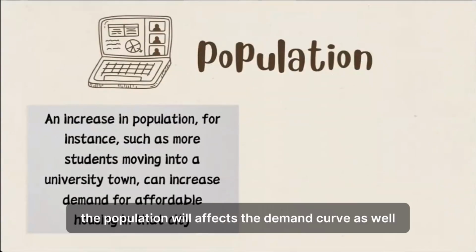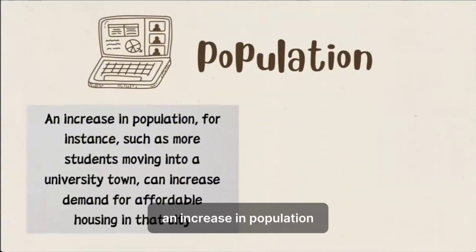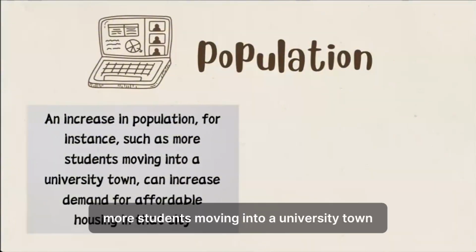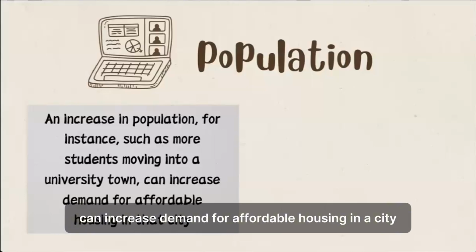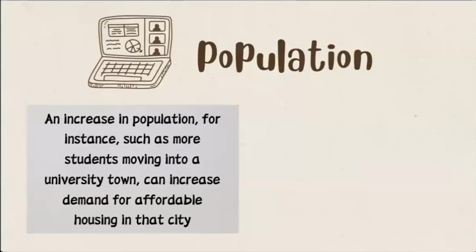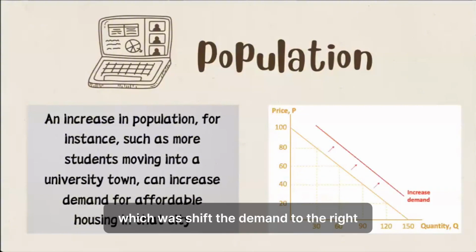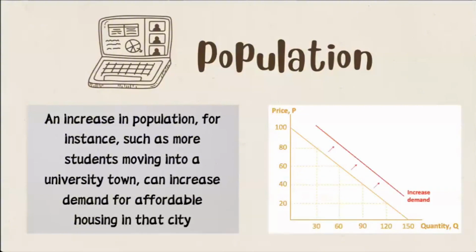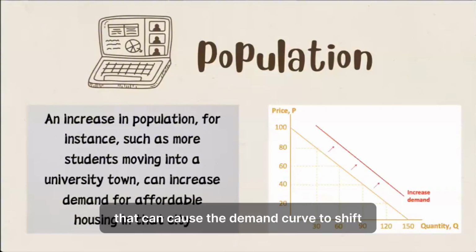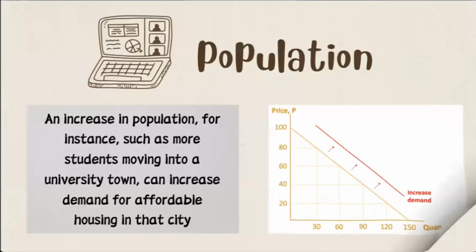Lastly, population will affect the demand curve as well. An increase in population, for instance, more students moving into a university town, can increase demand for affordable housing in a city, which will shift the demand to the right. These are the five factors that can cause the demand curve to shift.